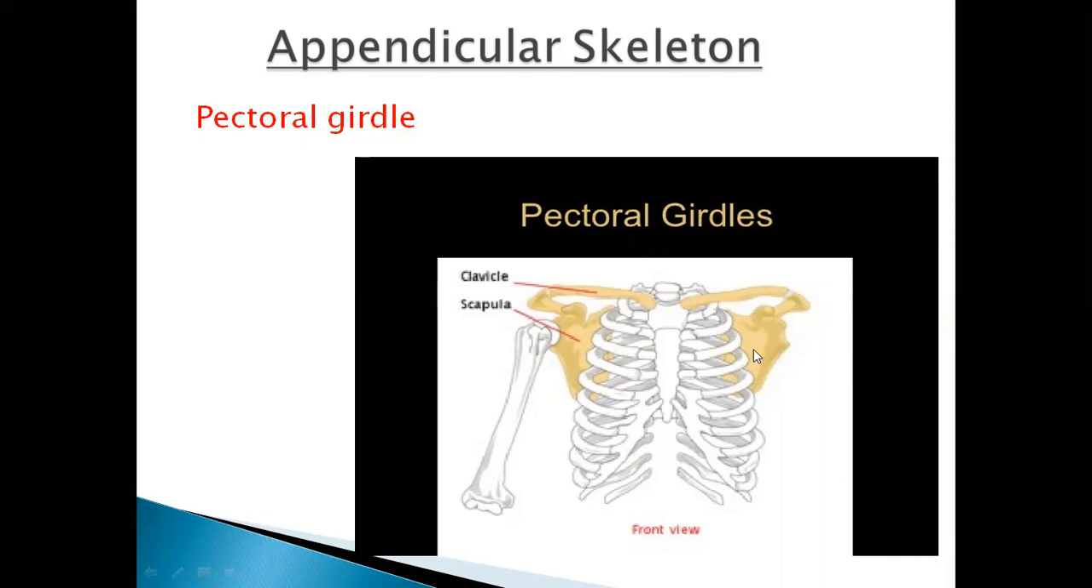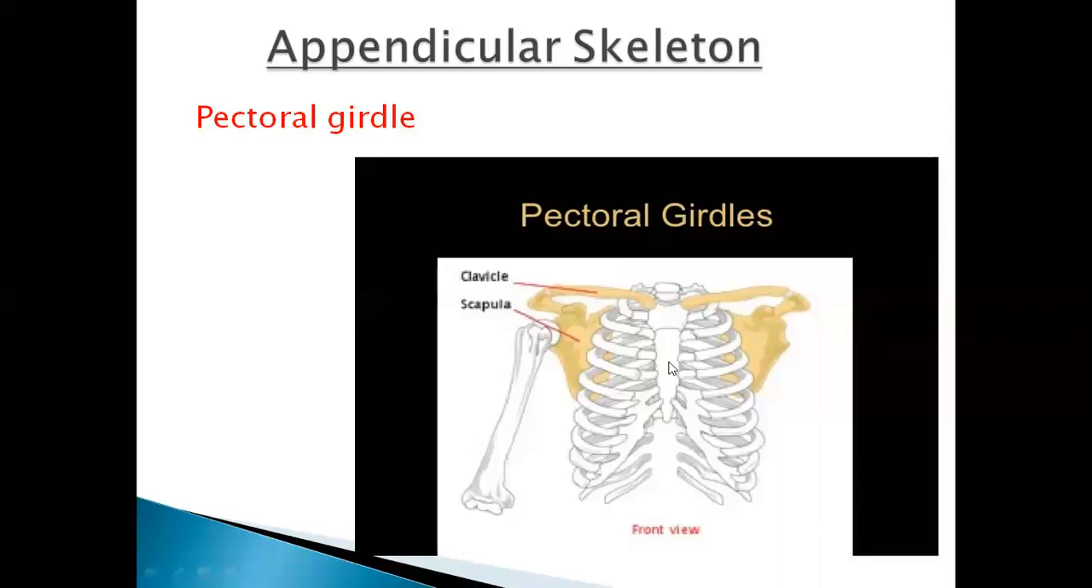And clavicle, one collarbone. You can see here, this is the clavicle. This is a collarbone, fine? Clavicles are a pair of collarbones. One end of each curved bone articulates with the sternum. And you can see here, this is also articulated with the sternum.